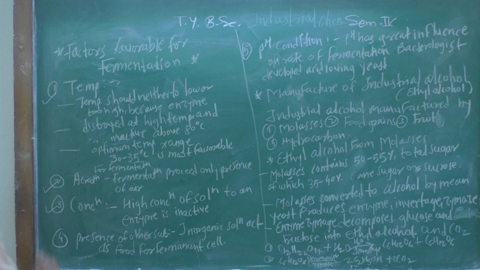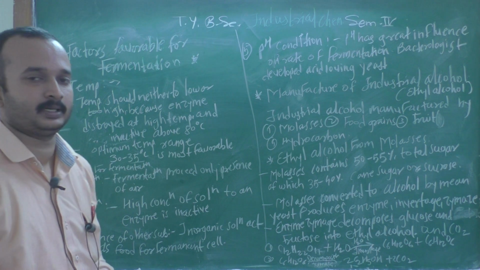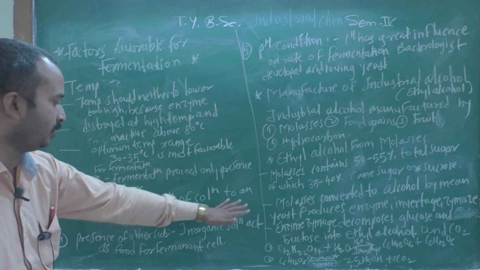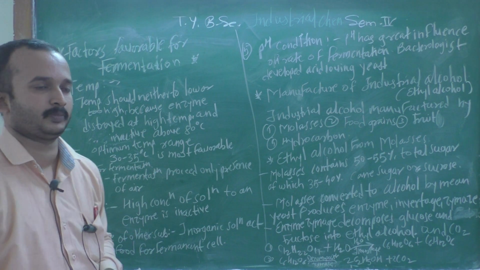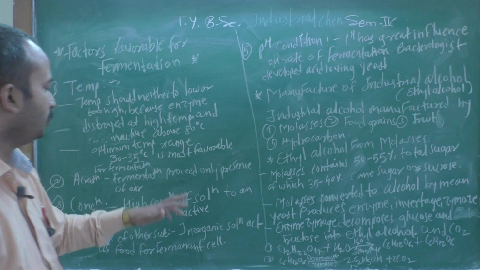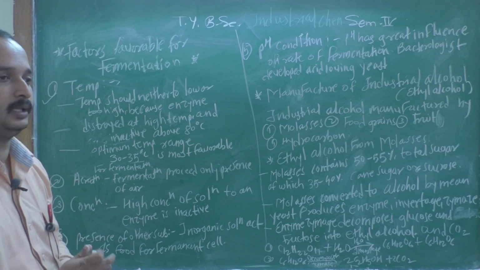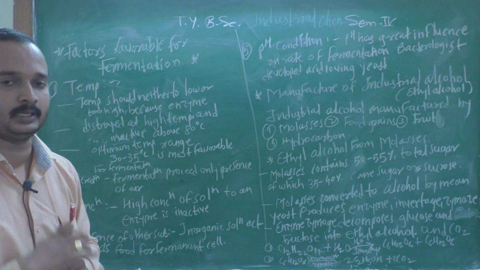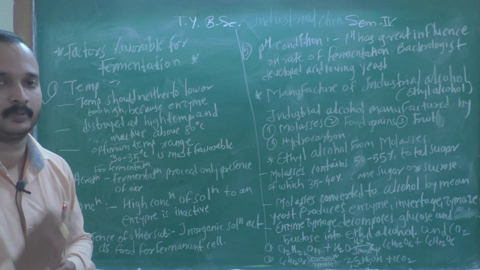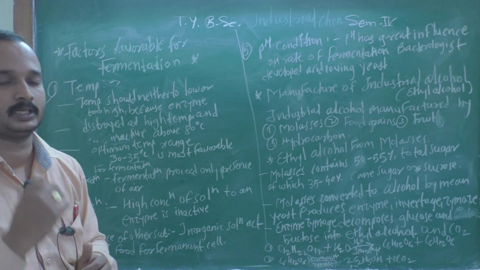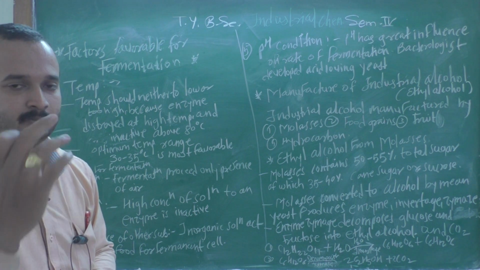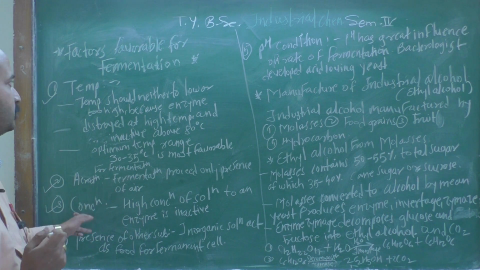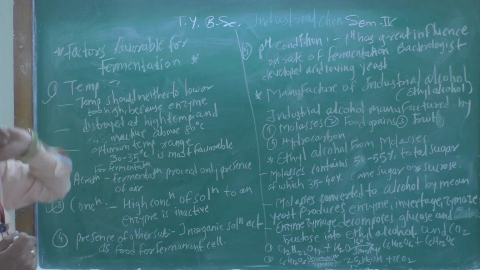The third factor is concentration. A high concentration of the solution makes the enzyme inactive. If the solution you take into the fermentation process has a high concentration, your enzyme is inactive. So this is the third factor favorable for the fermentation process, the concentration.